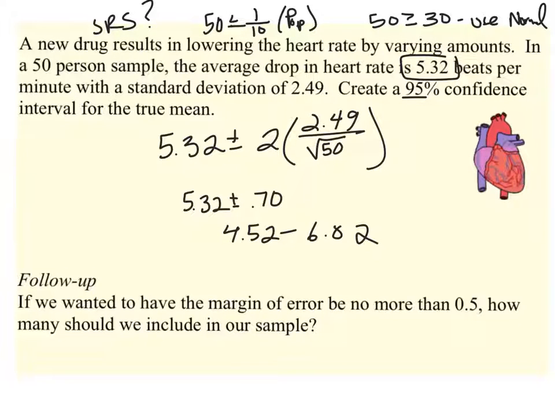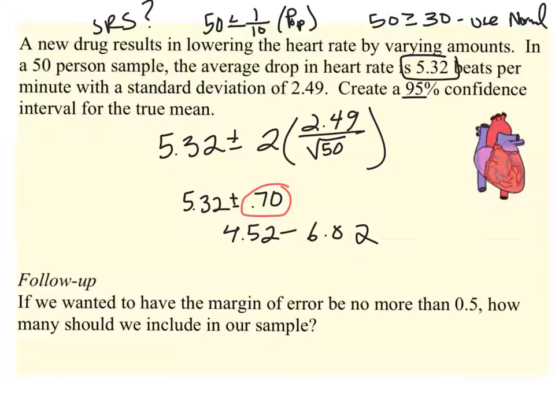We could say, well, we're 95% confident that the interval from 4.52 to 6.02 captures the true average drop in heart rate. Okay. Now, if we wanted to have the margin of error be smaller, so right now it's 0.7. If we wanted to have it be 0.5, how many would we include in our sample?